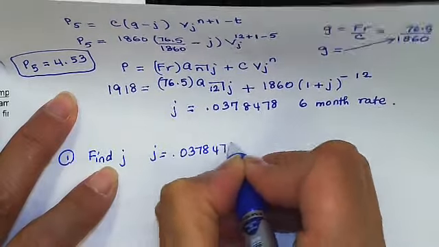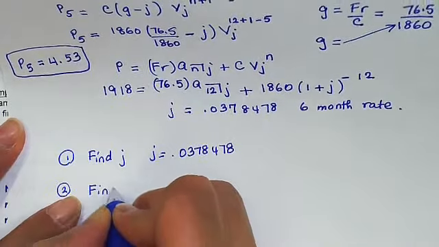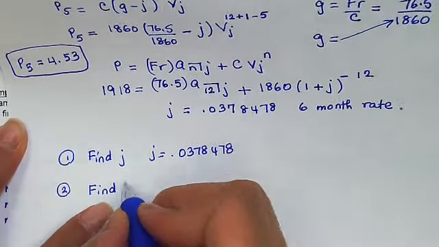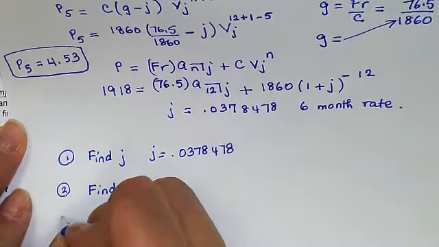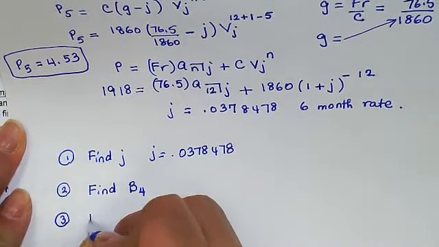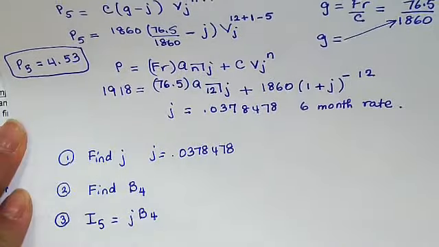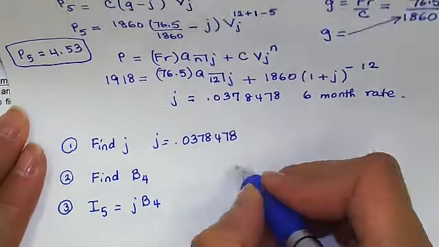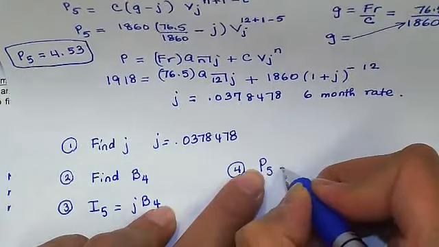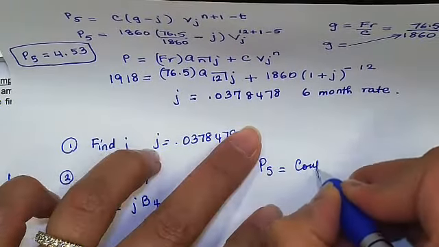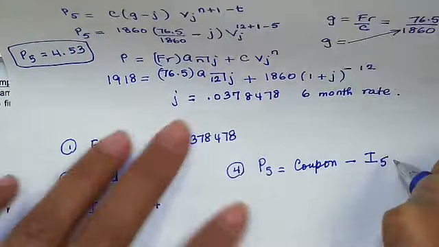The other way to do this is to first find J like we did. I'll use that J. J equals 0.0378478. Next, find B4. OLB4, right? We're calling that B4 now in the case of bonds. It's the book value. Then I5 is equal to J times B4.